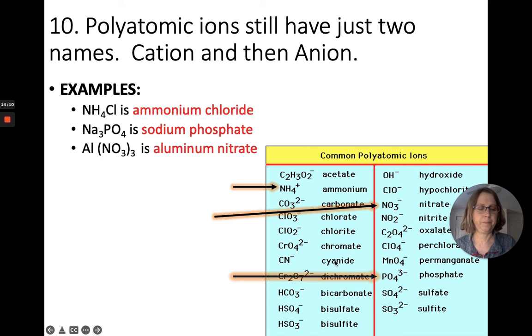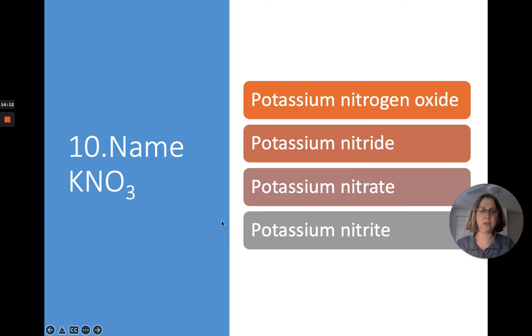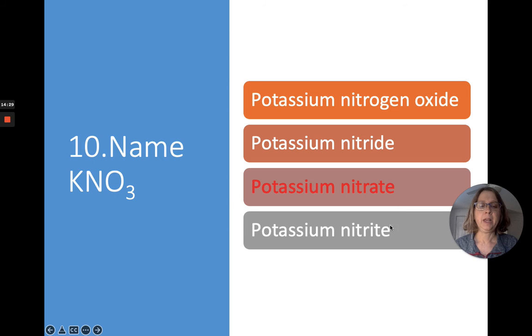Okay, all right, so let's try to name this. If you have notes, you should have the chart. If you don't, then you should look this up online as you pause the video. So name KNO3. That's potassium. What is NO3? Is it nitrogen oxide? Is it nitride? Is it nitrate? It is nitrate. NO3 is the nitrate ion. Nitride would just be nitrogen by itself.